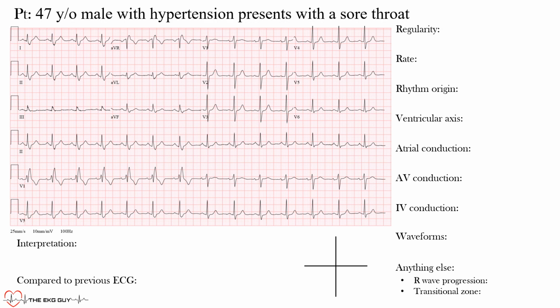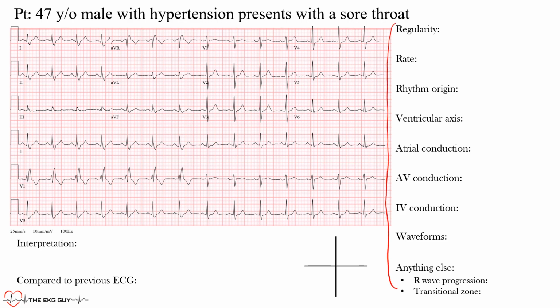So this week we have a 47-year-old male with hypertension presenting with a sore throat. Here is his EKG shown below, in front of you. On the side here, this is our approach that we'll use. We'll go through those here on the side.